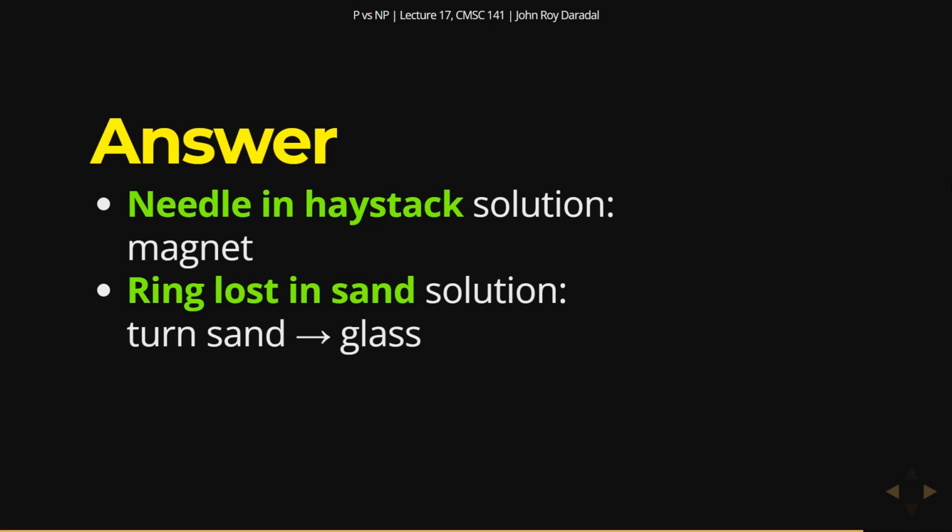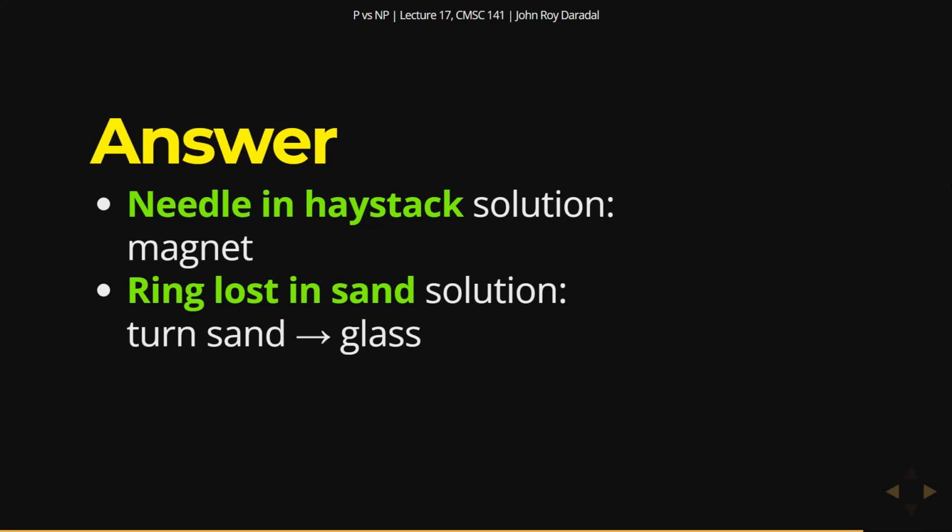If you heat up the sand, it becomes glass. So if you turn sand into glass, if you heat the whole beach or the whole desert and turn it into one giant glass, then you can immediately find your lost ring, because if everything is in glass, then you can find it right away.